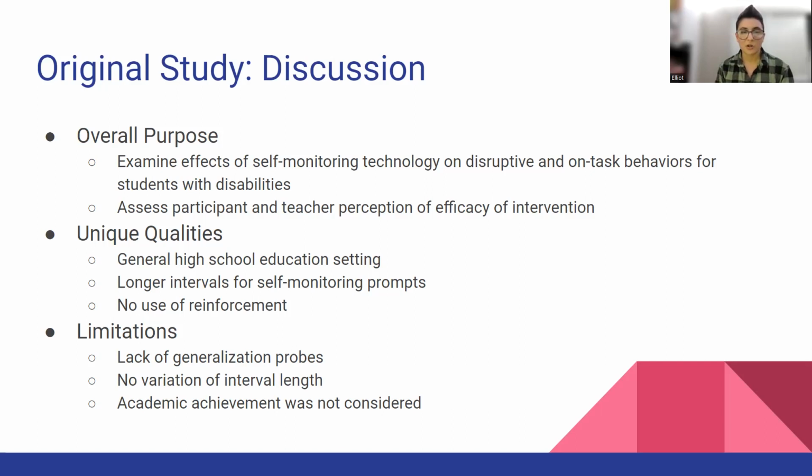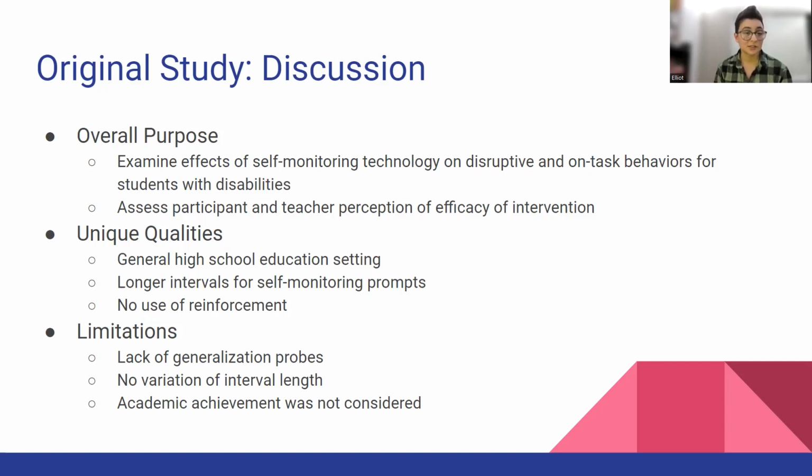They also used longer intervals for self-monitoring prompts. So the intervals were every 5 minutes, which was different from the 30 seconds to 1 minute that has been shown in previous studies. And there was actually no use of reinforcement for using the iConnect app. The iConnect app was just the intervention. There was no reinforcement for getting it correct or incorrect or just using it in general.